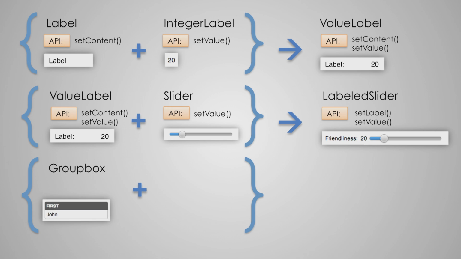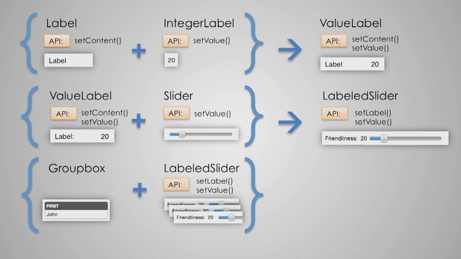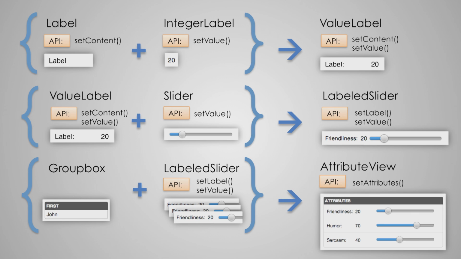So we can take this, so let's say our application had an array of attributes, and each attribute has a name and a value, and we want to create a simple editor for those. So we could create a new component that we can give this array. We can hand this array to the component, and the component can dynamically take a bunch of these labeled sliders, format them into a group box, and create something we might call an attribute view. So now we've got this attribute view, which is a brand new component.